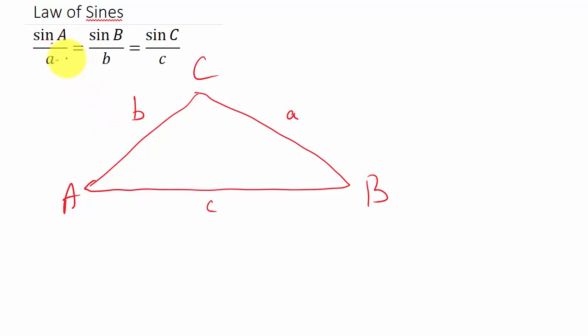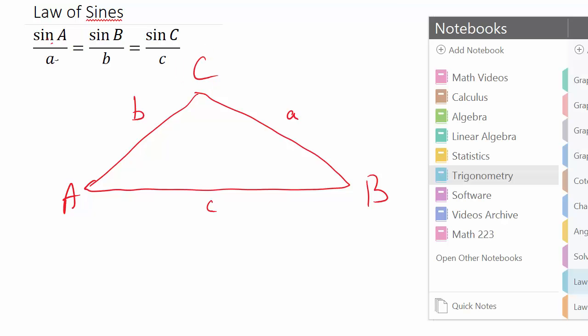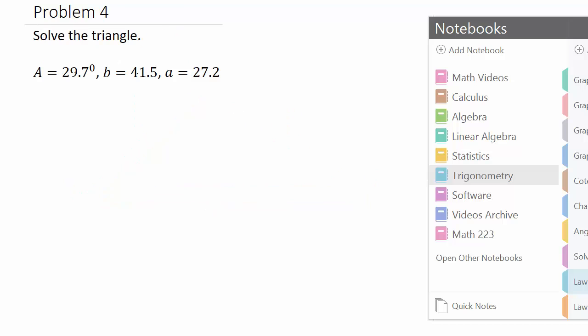Alright, so just real quick, sine A over A is equal to sine B over B is equal to sine C over C. Basically, we can take any two and set them equal to each other. And remember, side A is opposite angle A, side B is opposite angle B, and side C is opposite angle C. I went over this in the first two. So, let's go ahead and jump into the problem.